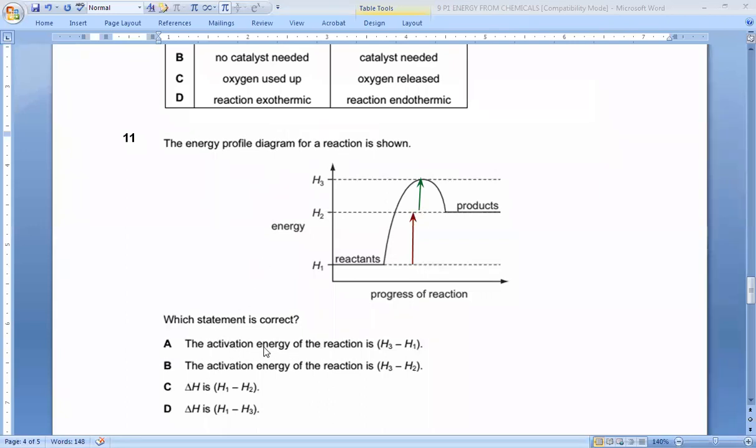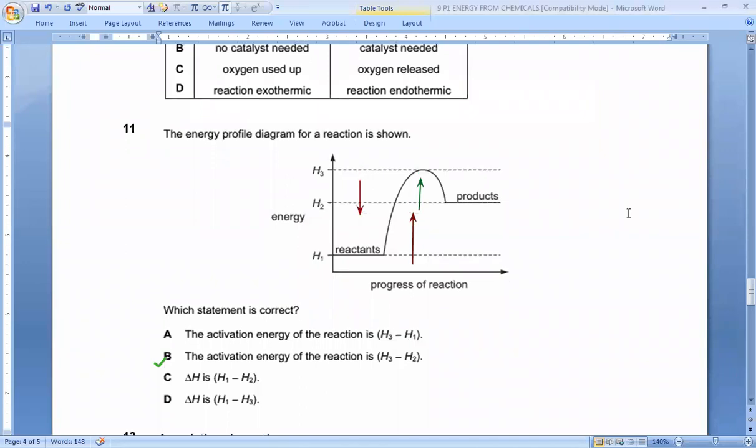The activation energy of the reaction is H3 minus H2. This segment can be used to calculate. So option B is correct. This is the question number 11 answer. Now we have to proceed.